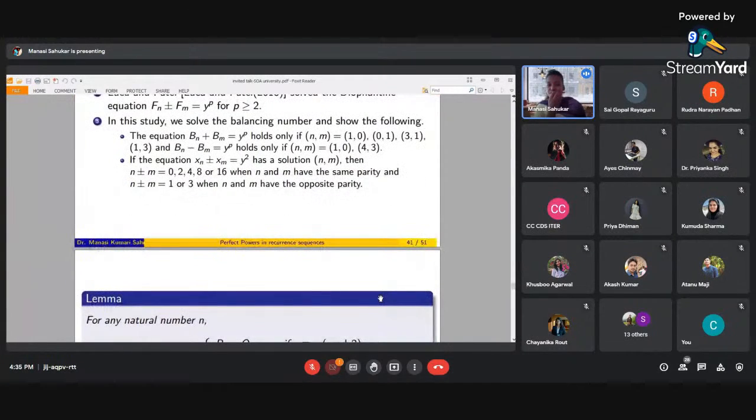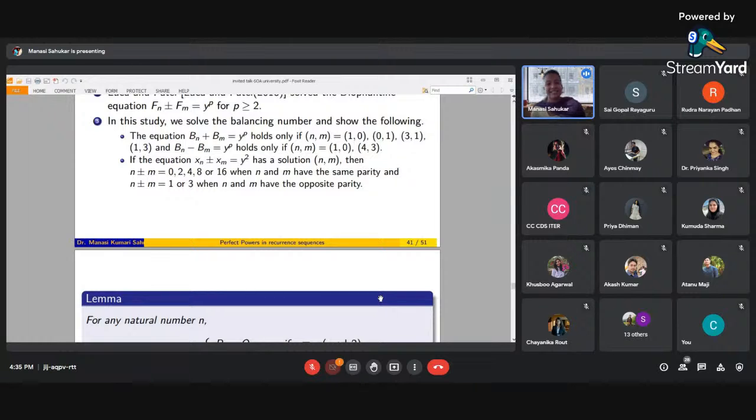Like you can see, if you add two balancing numbers, the only possible (n, m) may be (1, 0) or (0, 1), or (3, 1) or (1, 3). That is the only possible solution for Bn plus Bm. And if you take the difference between two balancing numbers that is a perfect power, the only possibilities are (n, m) equal to (1, 0) or (4, 3). These are the only two solutions.